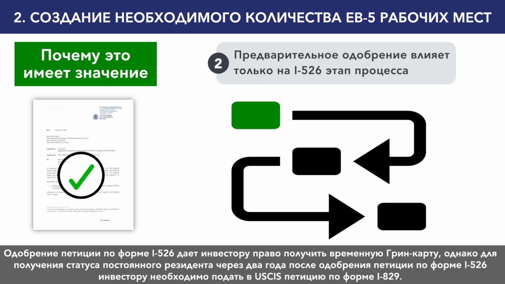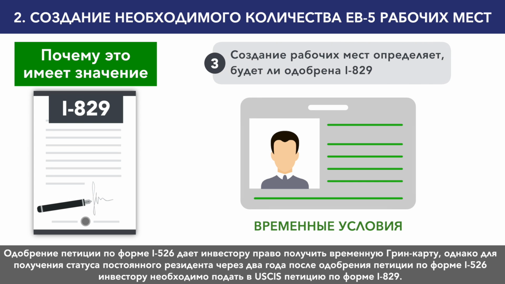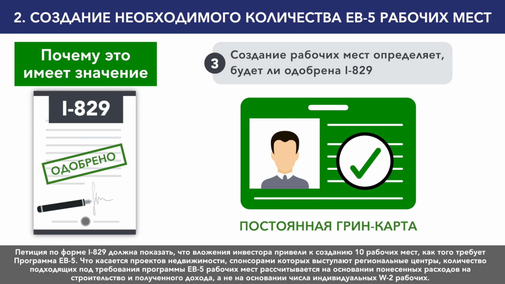I-526 approval grants an investor a temporary green card, but in order for temporary residency to become permanent, the investor must file Form I-829 2 years after I-526 approval. The I-829 petition must demonstrate that an investor's investment has resulted in 10 jobs as required by the EB-5 program.